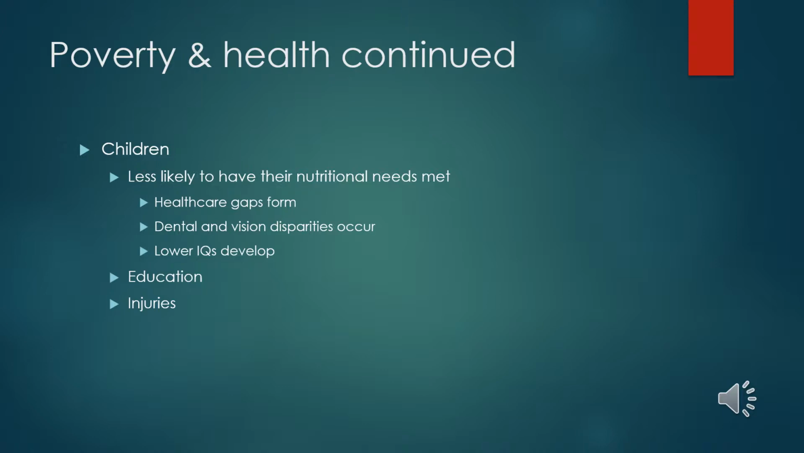Children in poverty are also more likely to obtain injuries. This is because most homes are without functional smoke detectors, have unprotected windows, and unsafe stairs.